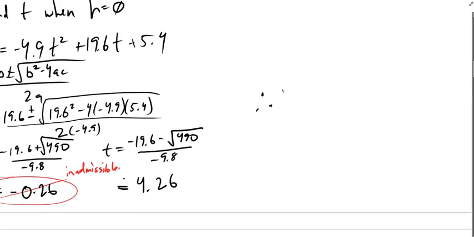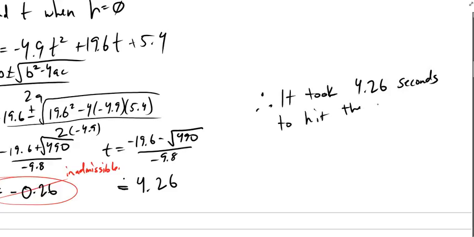Therefore, it took 4.26 seconds to hit the ground. Or it was in the air for 4.26 seconds or whatever. Any questions about that?